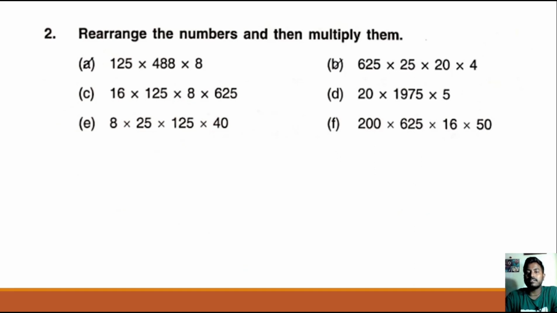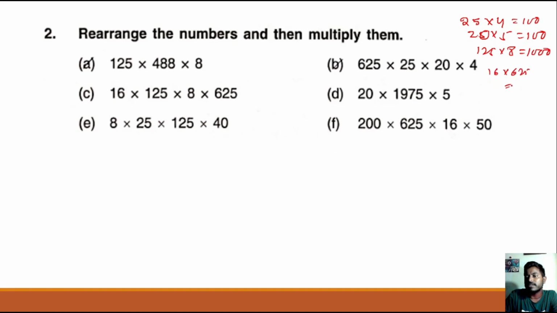Next, rearrange the numbers and then multiply. Why do we rearrange? So that we can multiply easily. First, you can simply remember some terms: 25 into 4 is 100, 20 into 5 is 100, 125 into 8 is equal to 1000, and 16 into 625 is 10,000. Okay, now solve a number.